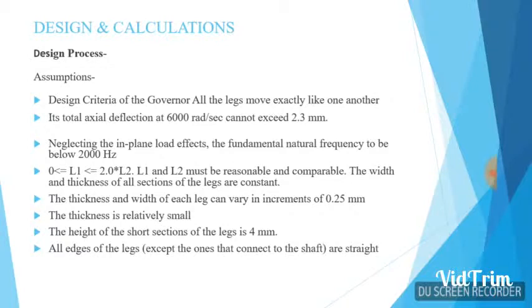The width and thickness of all sections of the legs are constant. The thickness and width of each leg can vary in increments of 0.25 mm. The thickness is relatively small. The height of the short sections of the legs is 4 millimeters. All edges of the legs, except the ones that connect to the shaft, are straight.